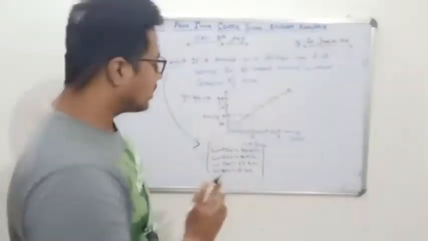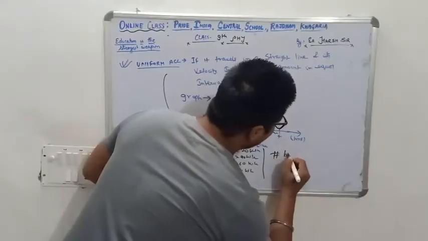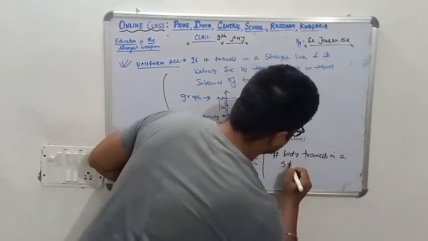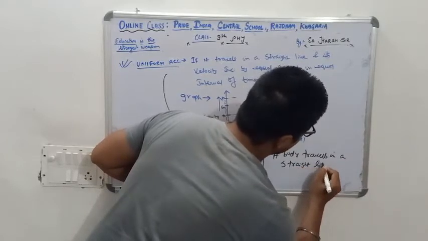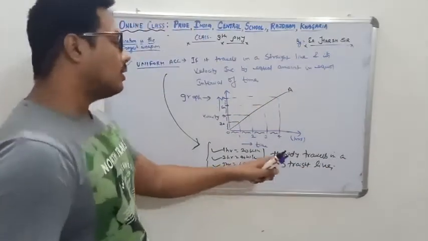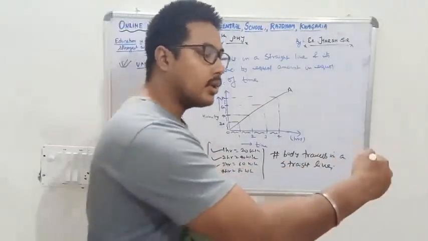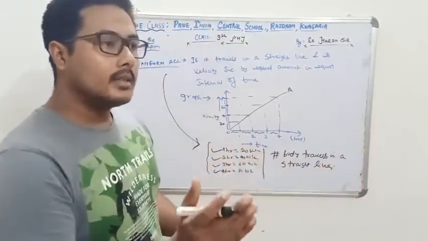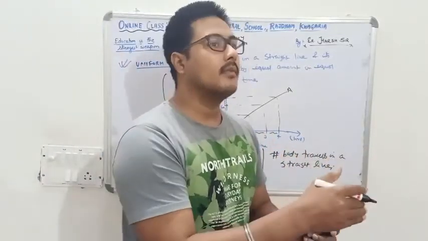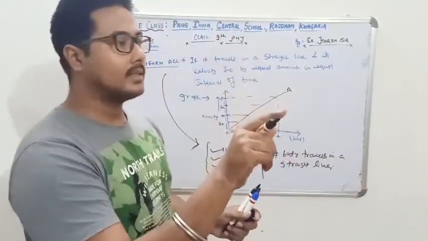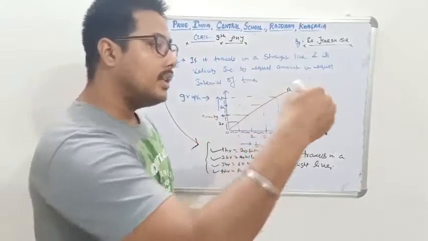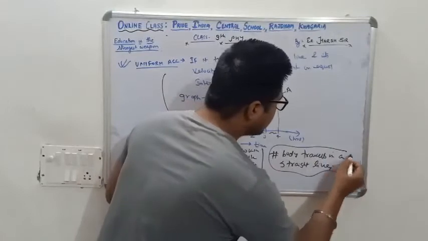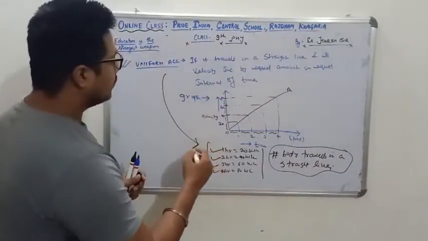The condition is that the body needs to travel in a straight line, because as soon as the body travels in a curved path, or anything apart from a straight line, there is a change in the velocity, as you have studied in previous classes. There should not be any change in direction. It should travel in a straight line. This is one of the most important factors to keep in mind. Therefore, this is nothing but uniform acceleration.